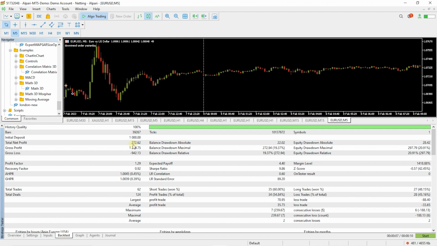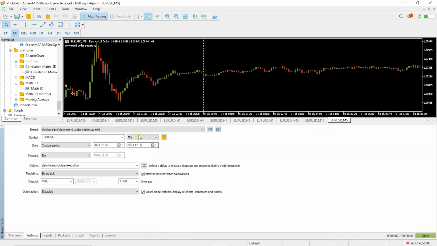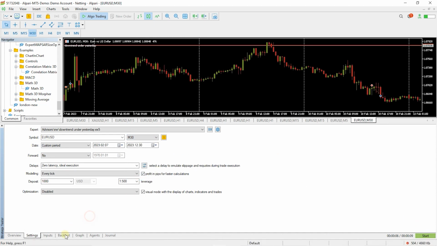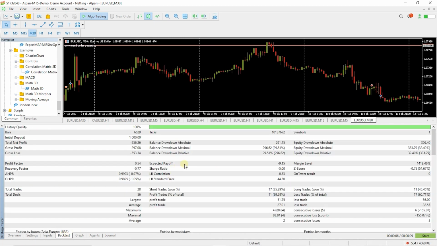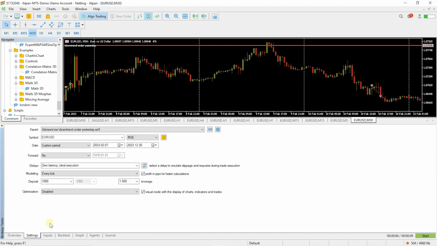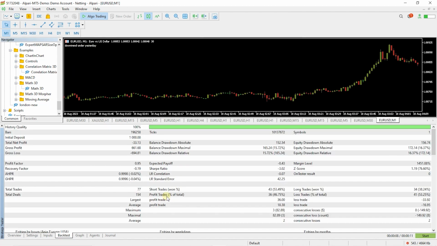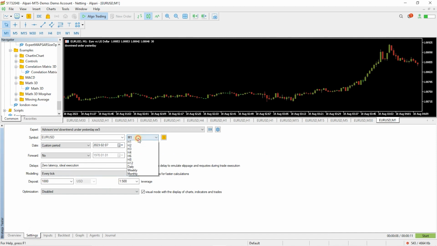So for 5 minutes we had 27% profit. I will try for bigger time frames like M30. So we had -25%, so it's working for smaller time frames better. I will try on M1. We had -3% loss, so the best result was for 5 minutes.